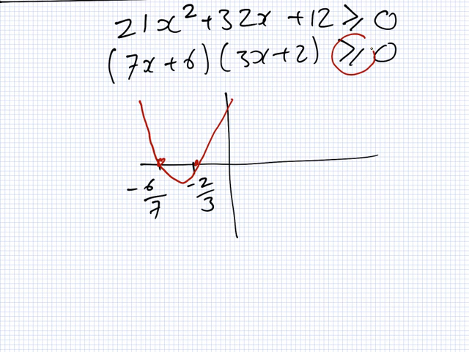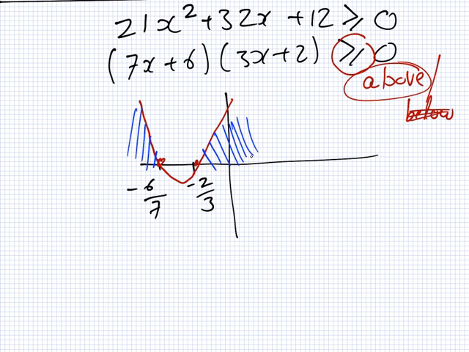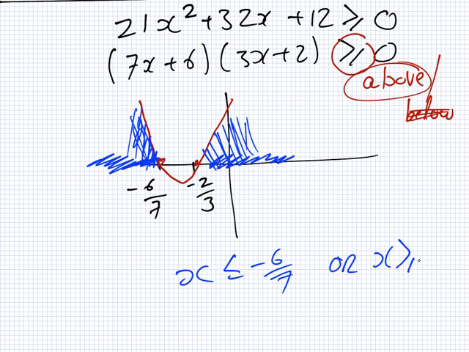And then what you do is you look at this. If it's bigger than 0, that means above. Or if it was less than 0, it would be below. So in this case, it's above. What I mean by above is this part. Yeah, this is above. This part here is below. So because we're looking at the above piece, you colour this in, and you take this part and this part. So that means x is smaller than minus 6 over 7 or x is bigger than minus 2 over 3. So much quicker. If it was the other way, if it was like this, then you look here, and the answer would be between these two.